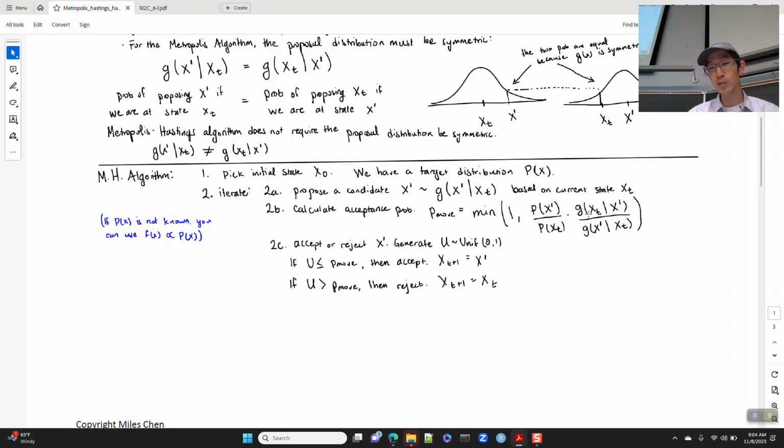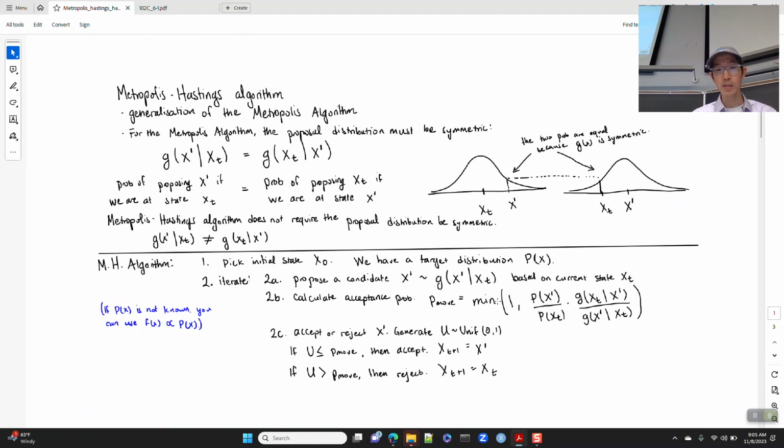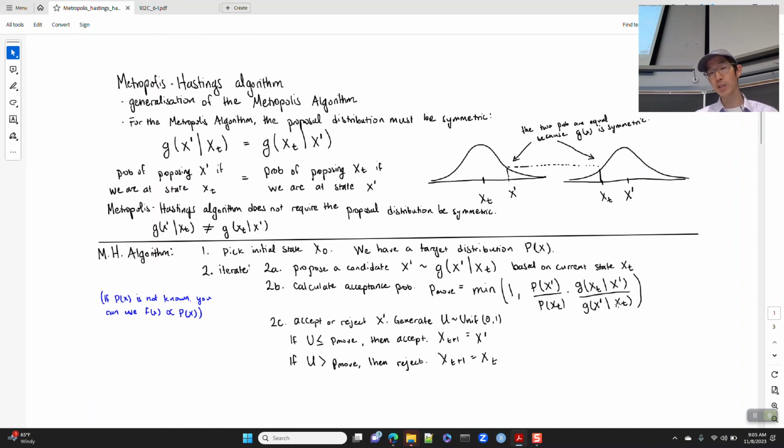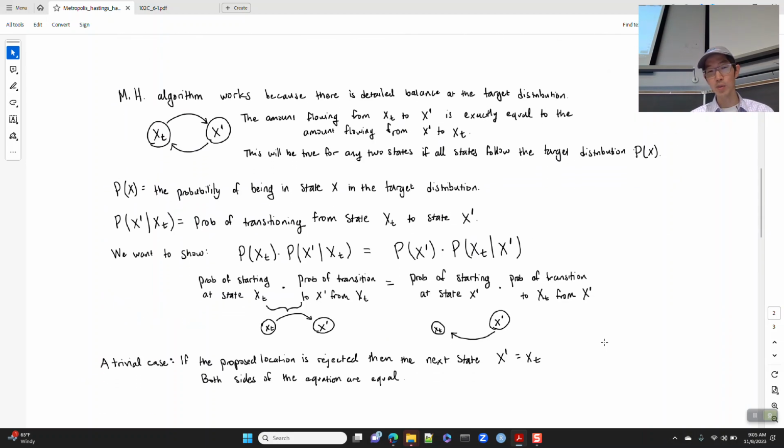But the Metropolis Hastings algorithm just says, if those things aren't equal, then take into account the fact that they're not equal. Then either accept or reject your proposed location by generating a random uniform value. If it's less than p move, accept it. If it's greater than p move, then reject it and reuse your current location. So that's the Metropolis Hastings algorithm. It just says, hey, take into account that your coin is unfair. And if you do that, then it works.